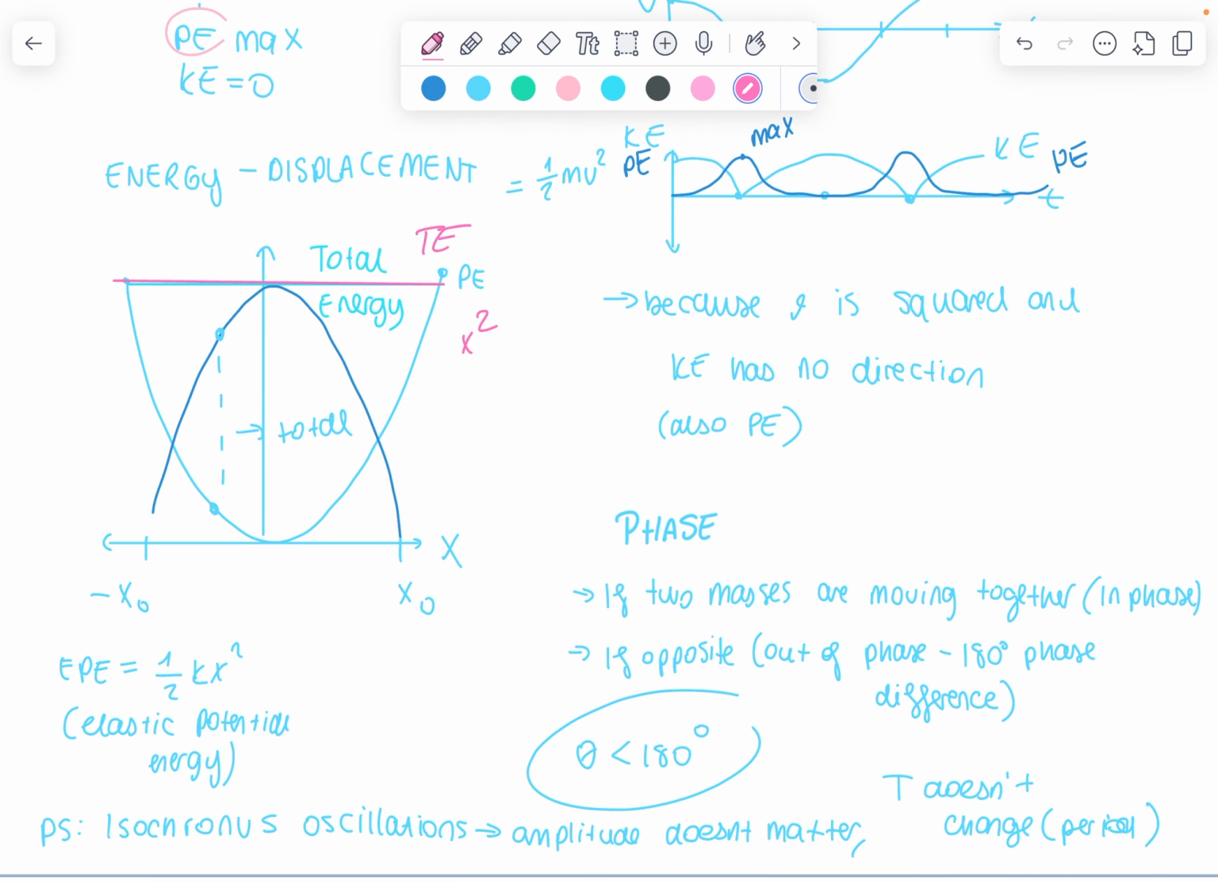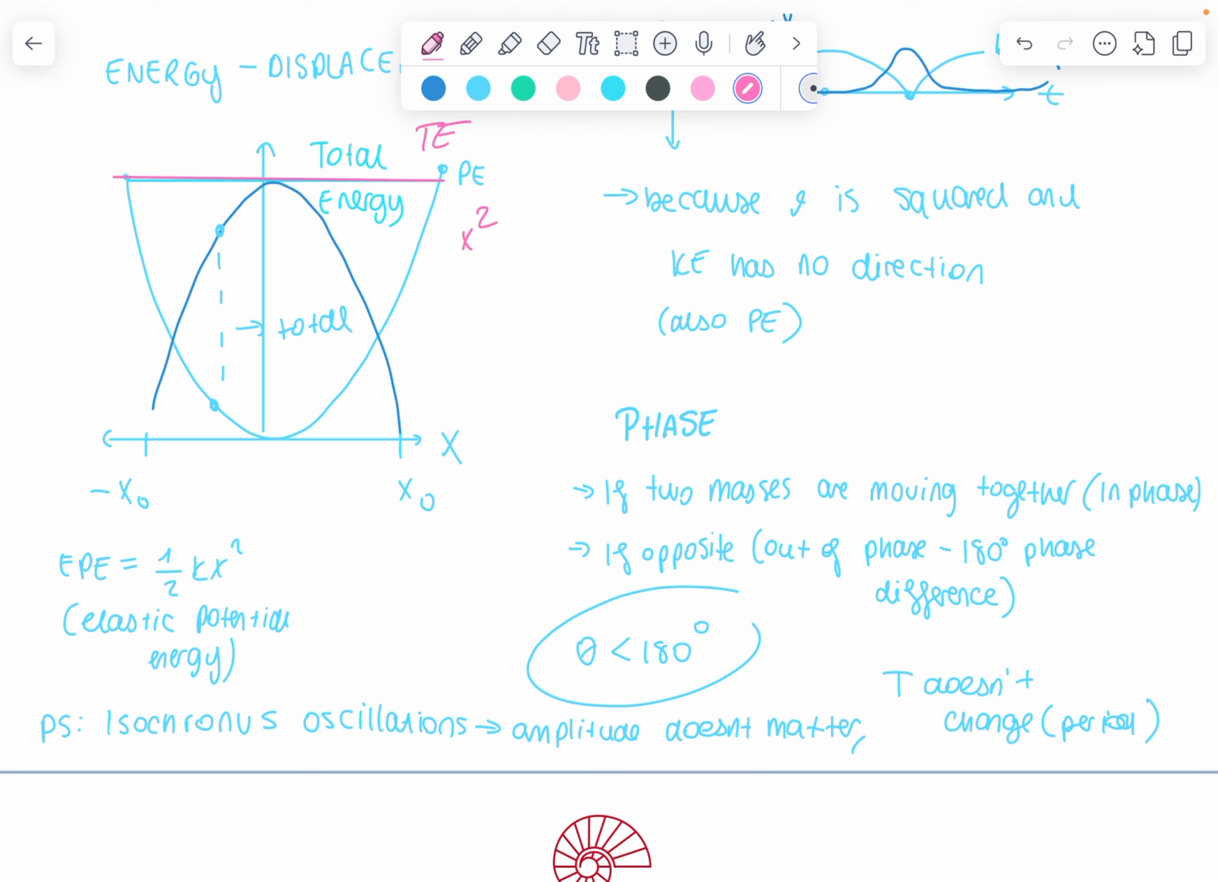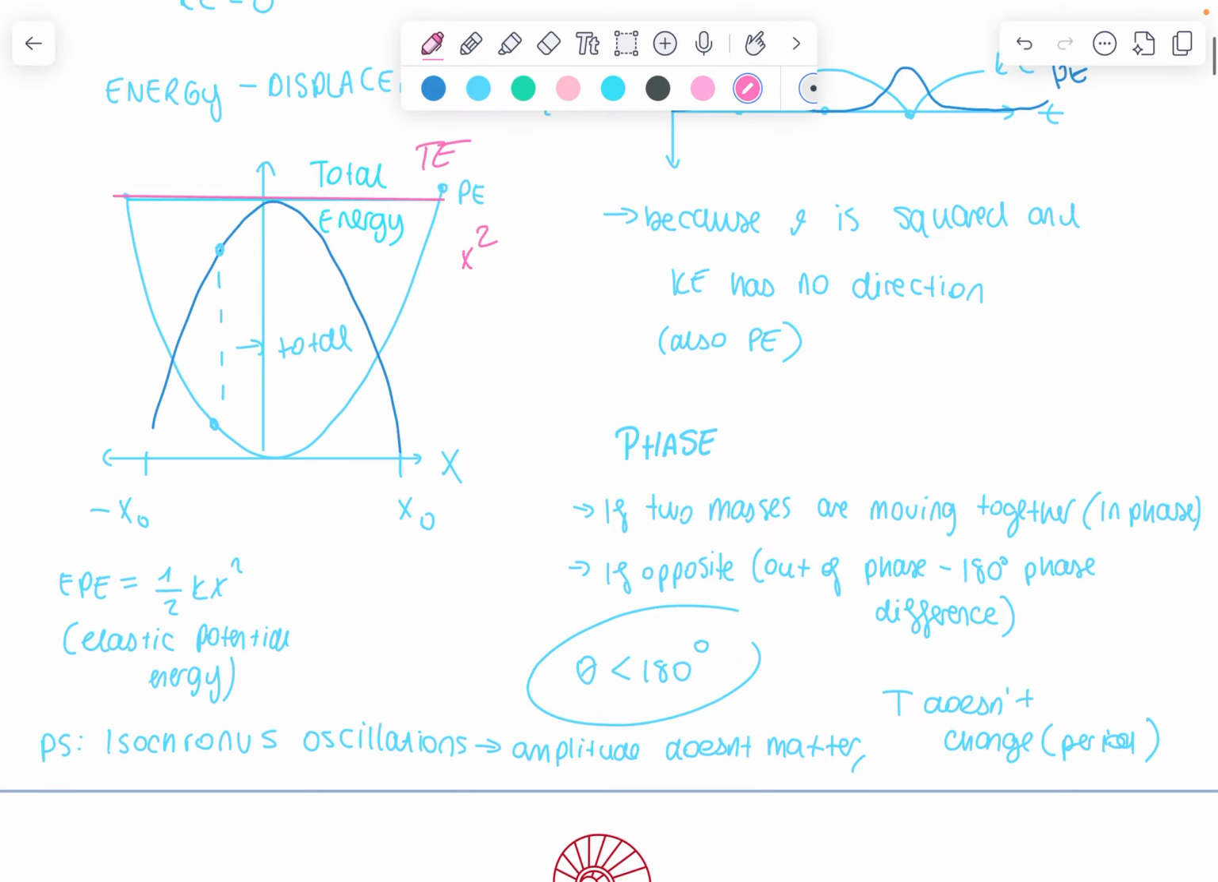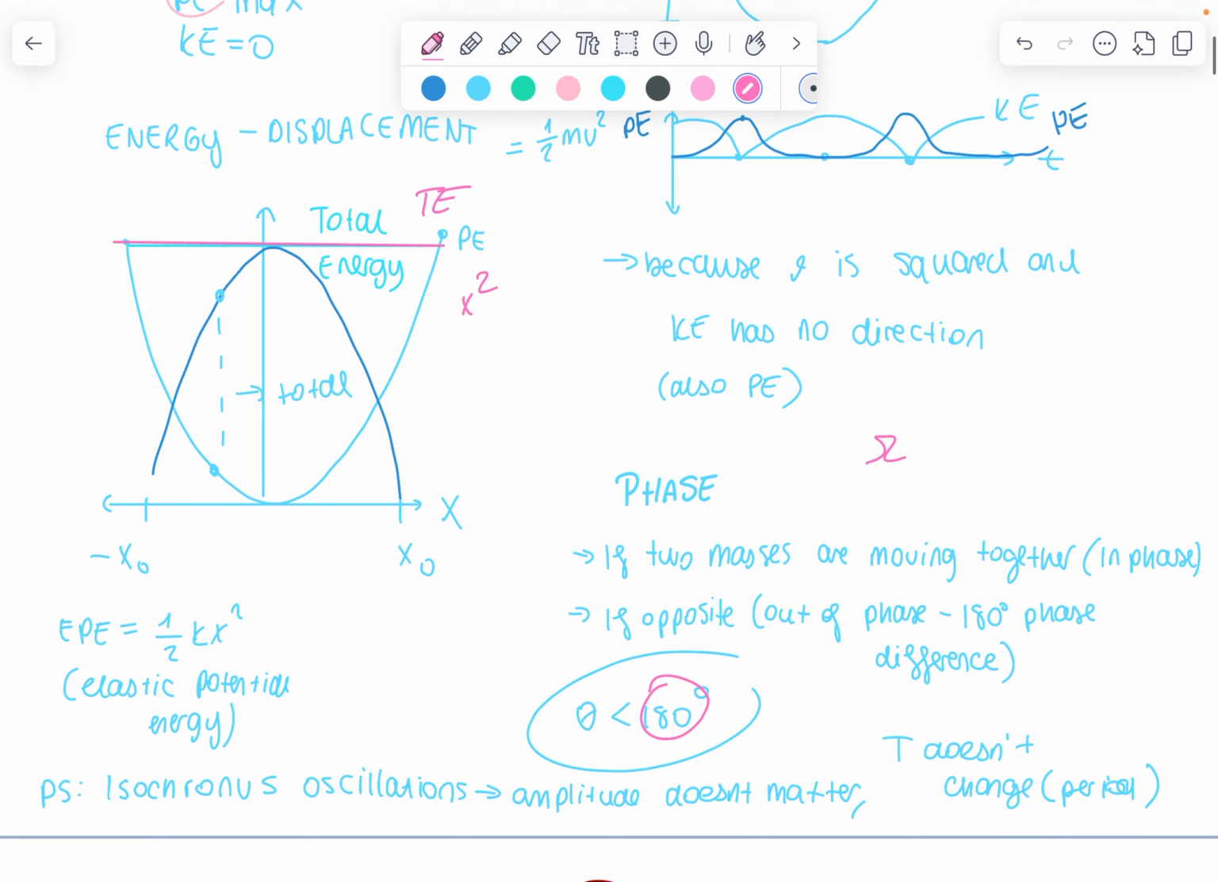So finally, a quick note about phase. If two oscillations move together and reach the same positions at the same time, we say they're in phase. If one is opposite to the other, then they're out of phase, usually by 180 degrees, which we show by π in radians. And the last concept is isochronous oscillation. So isochronous oscillations basically mean that the period does not depend on amplitude. So even if the oscillation becomes bigger or smaller, the time for one oscillation stays the same.